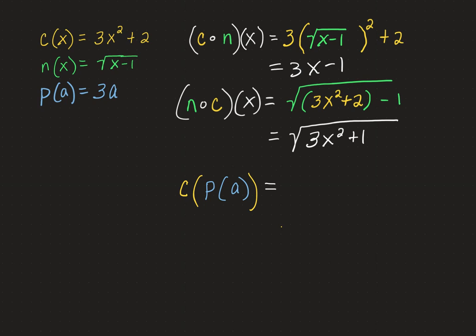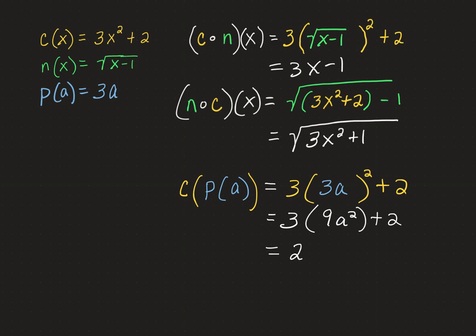And what this is going to look like is I have 3, I have an x that is squared plus 2. That's my function c of x. I'm going to put inside this function where the variable is the function p of a. And the function p of a is right up here. It's 3a. Now I'm just using my order of operations and moving down through here to simplify this as much as I can. So the function c of p of a equals 27a squared plus 2.